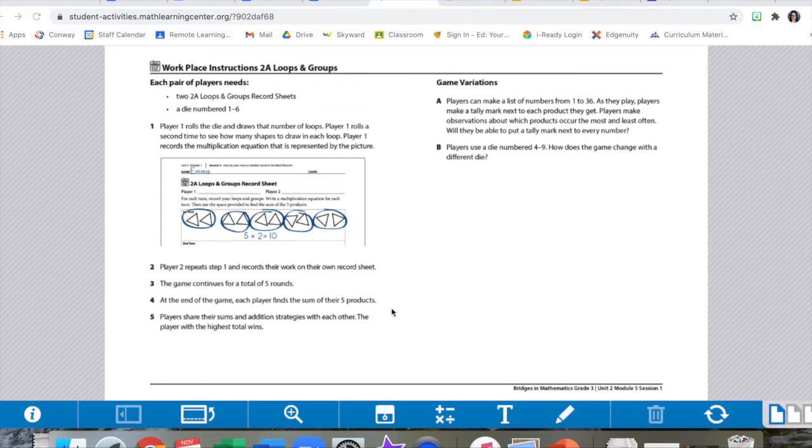The game has 5 rounds, and at the end of the game, each player adds up their answers to find their total score. There's some fancy math words in here. Each player finds the sum of their 5 products. A sum is an answer when you add. Product is an answer when you multiply. Basically, just add up your answers, and whoever has the bigger total of their answers is the winner.